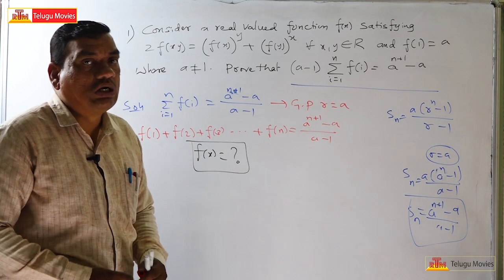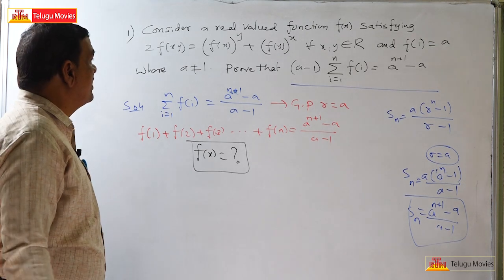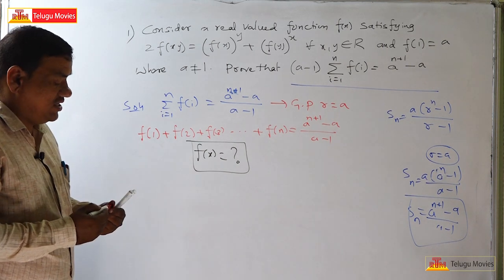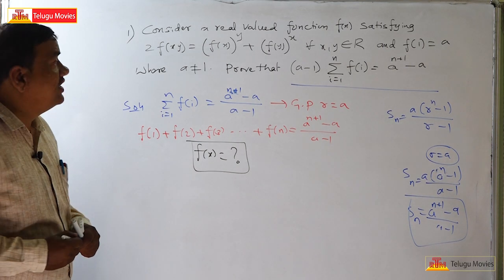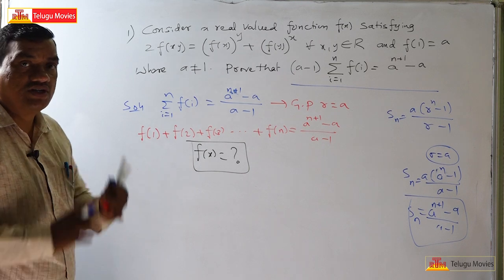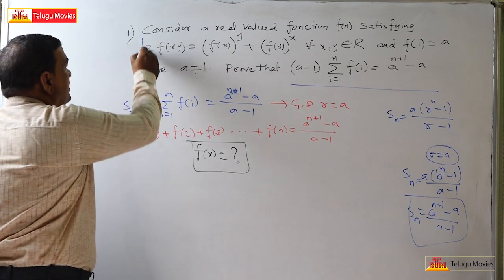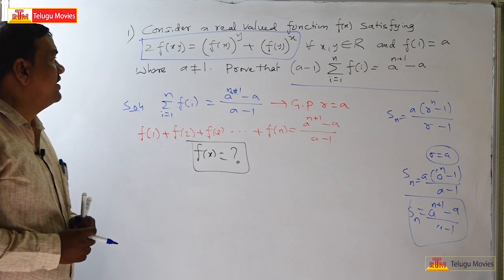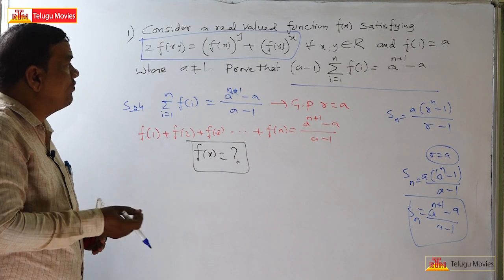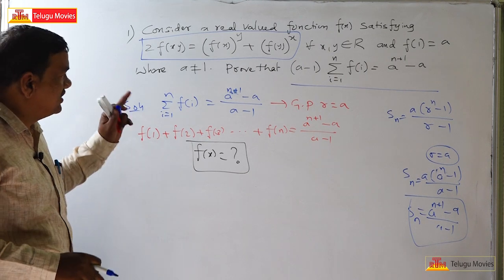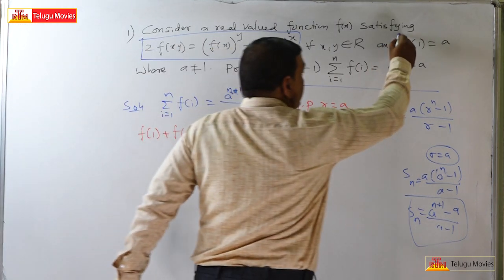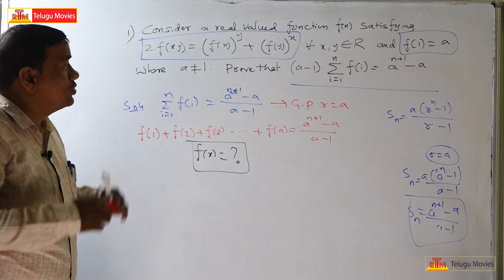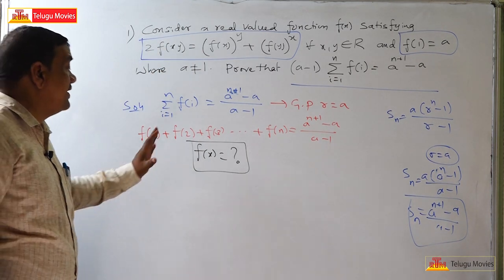Now, let us start our real problem. What is our real problem? To find f of x. See what hints are given. The first hint is f of x is a real valued function. Second, there is a relation given here: 2 times f of xy is equal to f of x whole to the power of y plus f of y whole to the power of x. That is the first relation. And the second information is f of 1 is equal to a. Using that, let us find the f of x value.